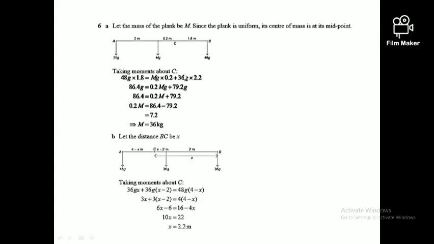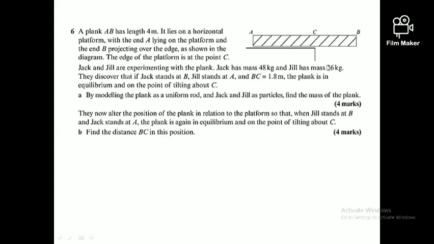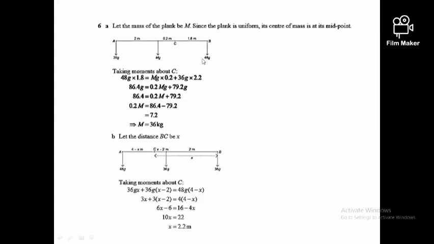Right. Then we can mark this as the pivot point. We know that if it is a uniform rod, the total length from here to here is 2 meters, and this one also 2 meters. The weight is mg. I'll consider the mass as m. Then here it's 36g, the mass of Jill. Jill is standing over here and Jack is 48 on the other side. That is 48g. Then I'll consider the moment around C.